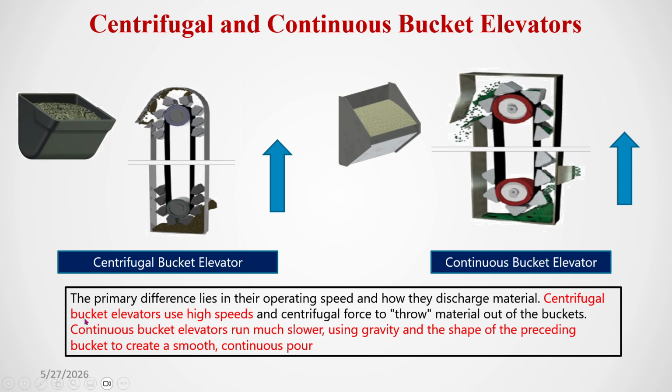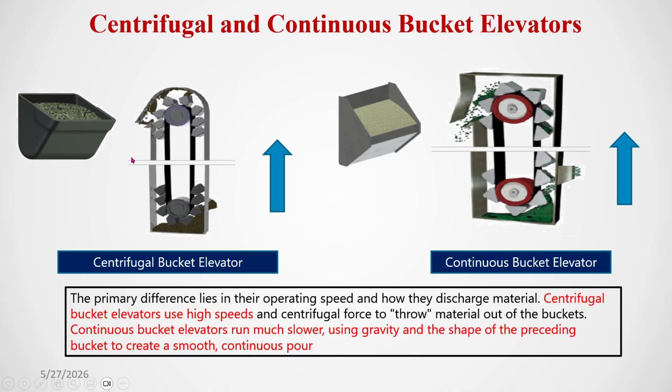The centrifugal bucket elevator uses high speed and centrifugal force to throw the material out of the bucket. The continuous bucket elevator runs much slower. This is the continuous bucket. Here it is not centrifugal force; it is gravity. Since the speed is low, when the bucket comes down, the material is discharged due to gravity.